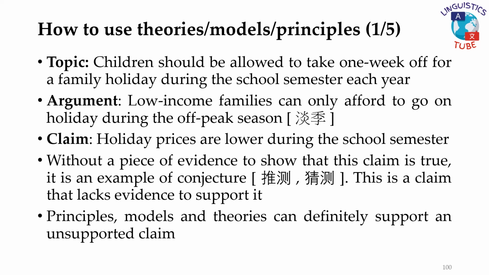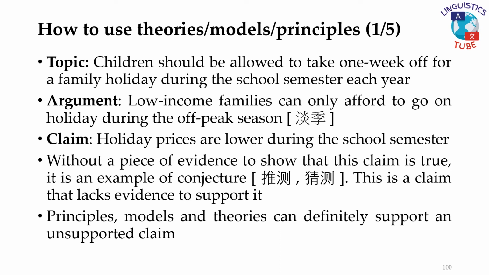If you wanted to create an argument on this topic, you might claim that low-income families can only afford to go on holiday during the off-peak season because holiday prices are lower during the school semester. But the point is, how do you know that this claim is correct? You need something external to support your claim. Without it, this is a perfect example of conjecture. We will learn about conjecture soon. But basically, conjecture is a claim that lacks evidence to support it.